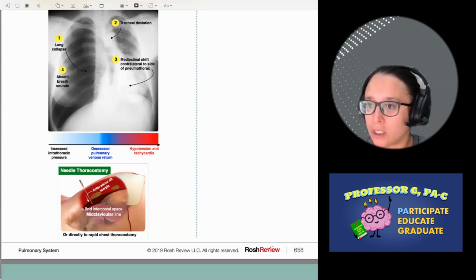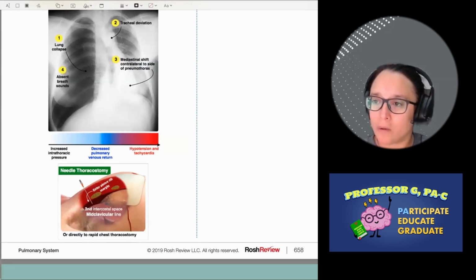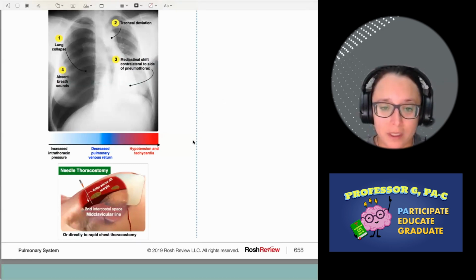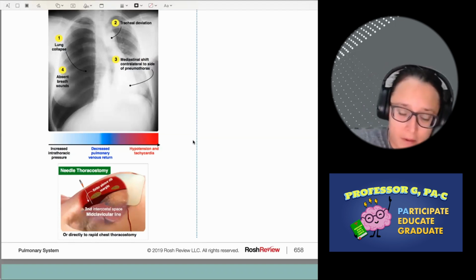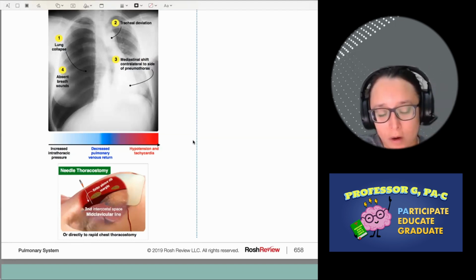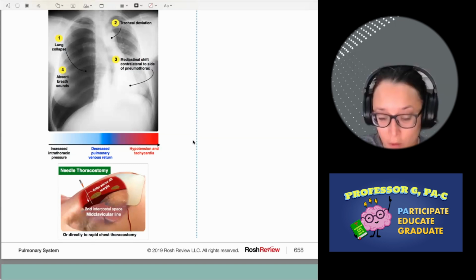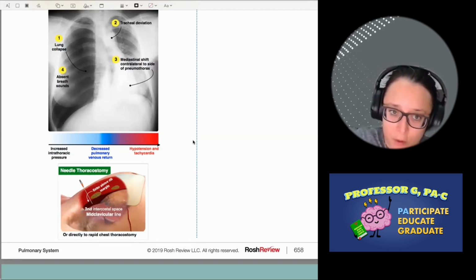All right. So, question: is needle decompression the same as thoracentesis? No. Thoracentesis is going through the back by the ribs, and that is for taking out liquid. Thoracentesis is for liquid on the back. Thoracentesis is not the same thing as needle decompression. That's on the back here in the lower rib area.